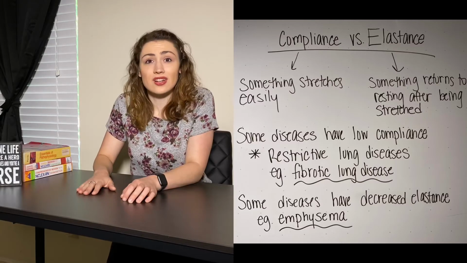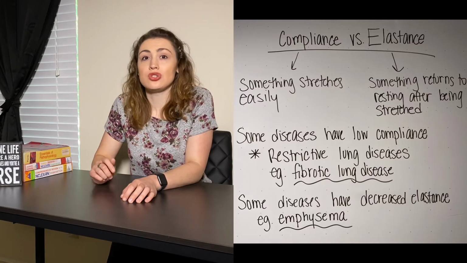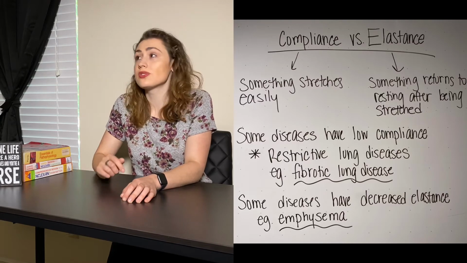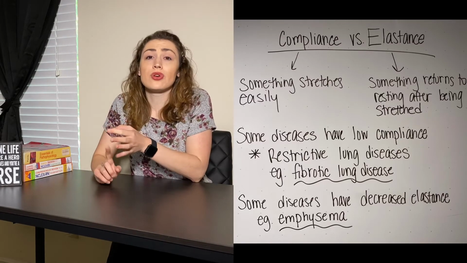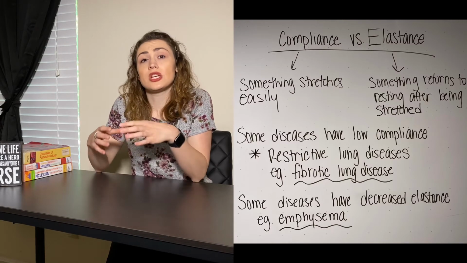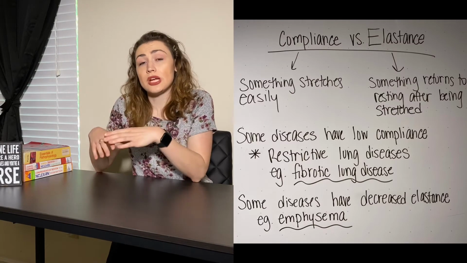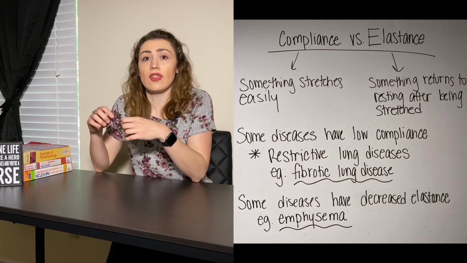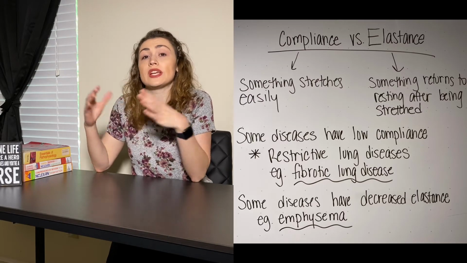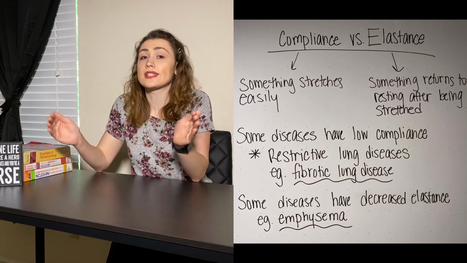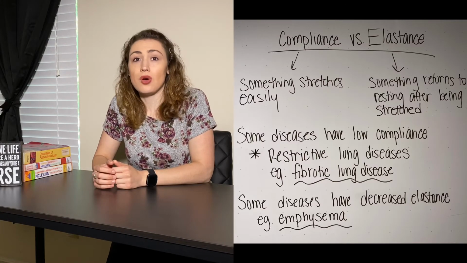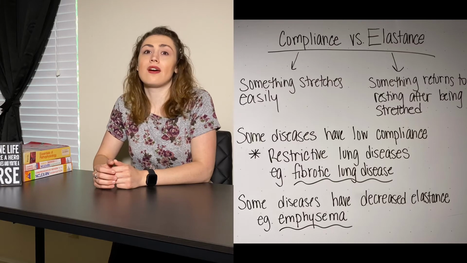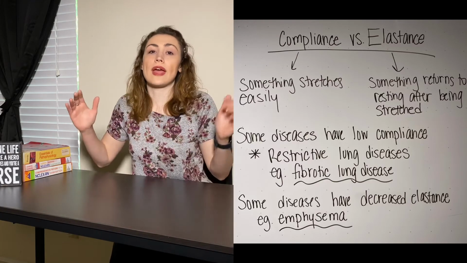In fibrotic lung disease, there is chronic inflammation due to the inhalation of fine particles, due to the inhalation of coal, asbestos, things like that. Those fine particles end up damaging the lung. That leads to inflammation and scarring of the lung, and then the lung is not able to expand anymore. It is not as compliant. Decreased elastance would be something like emphysema, where the patient air traps and they cannot deflate their lung or exhale fully.